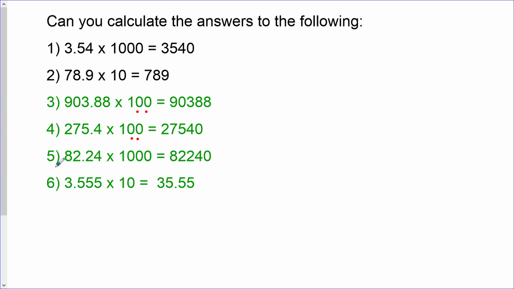And our answer then should have been 27,540. If we look at number 5, this time we are doing 3 jumps forward because there are 3 zeros, and therefore 82.24 multiplied by 1000 is 82,240. And then finally we can see we would have just been doing the 1 jump forward here because there is 1 zero in the number 10, and therefore 3.555 multiplied by 10 would give us the answer of 35.55.